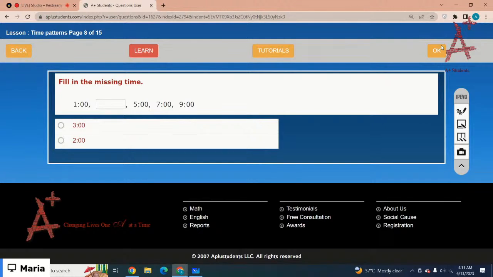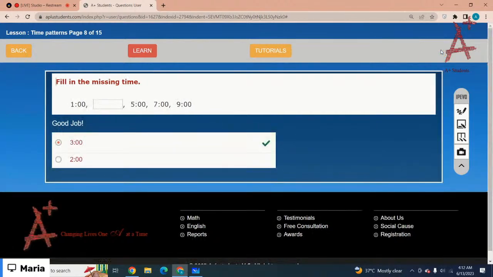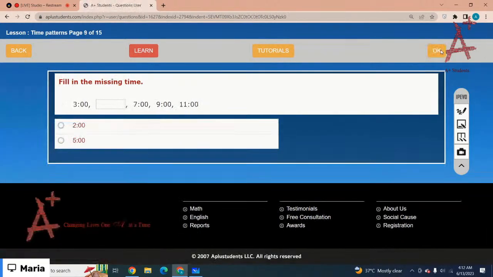It would be 3. Got it? You have to move by 2 hours. So it would be 11. When you start by 11, move 2 hours, it would be 3. Very good. Fill in the missing number.